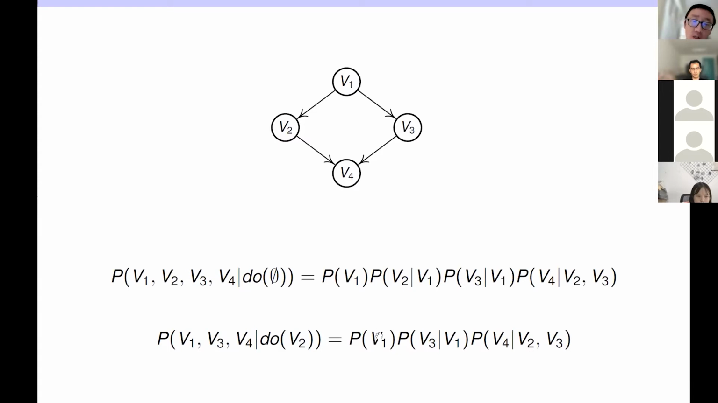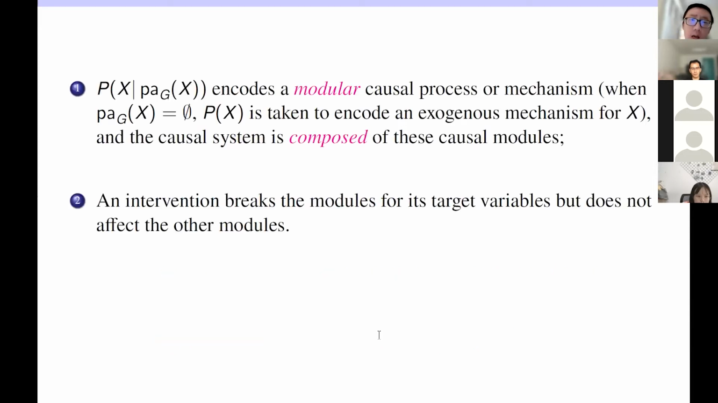In this case, it's just the unconditional probability function of this variable. Okay, now, two key ideas in this formulation of a causal Bayesian network are this. First one is that, in fact, each conditional probability function is taken to be encoding a causal module, a modular causal mechanism or process. And very importantly for my talk today, I think the idea of composition is very important. The causal system is taken to be composed of these causal modules.